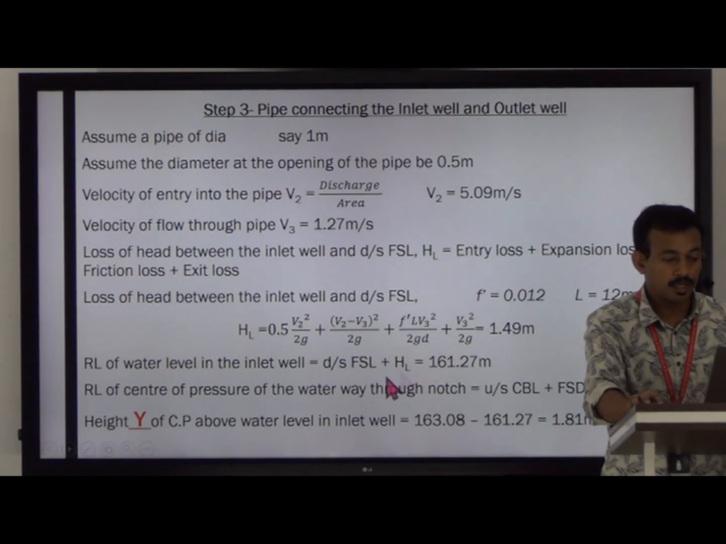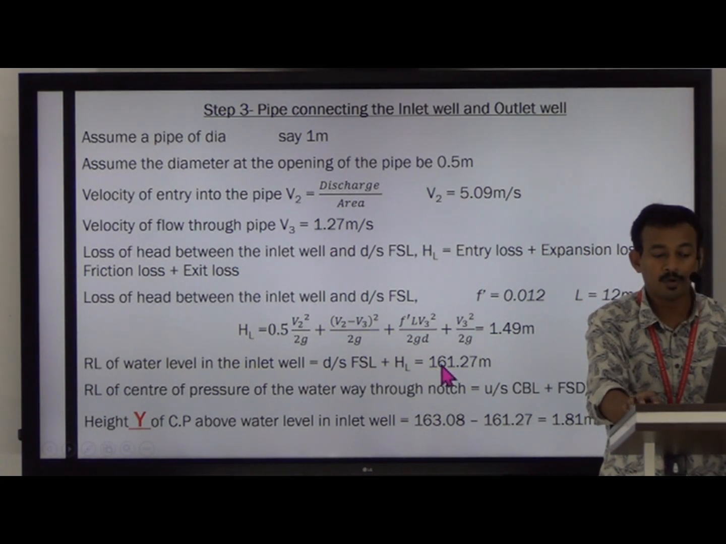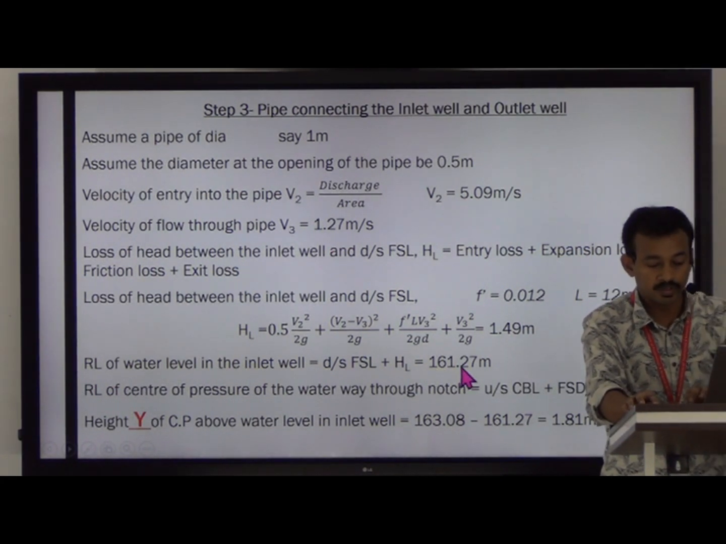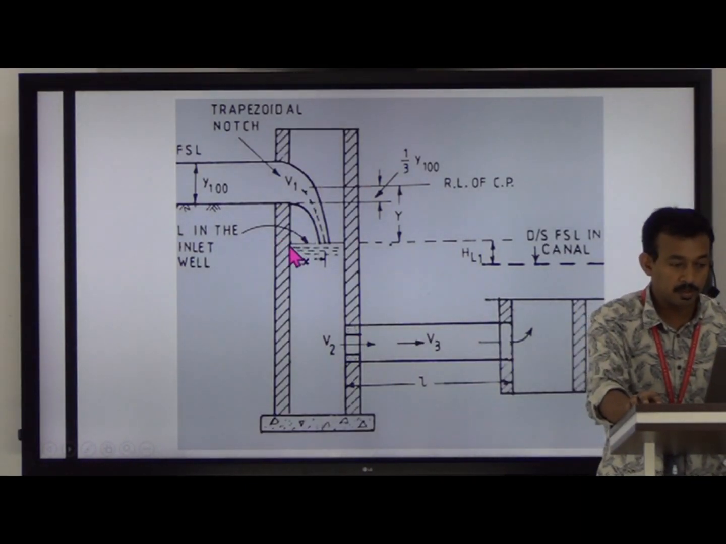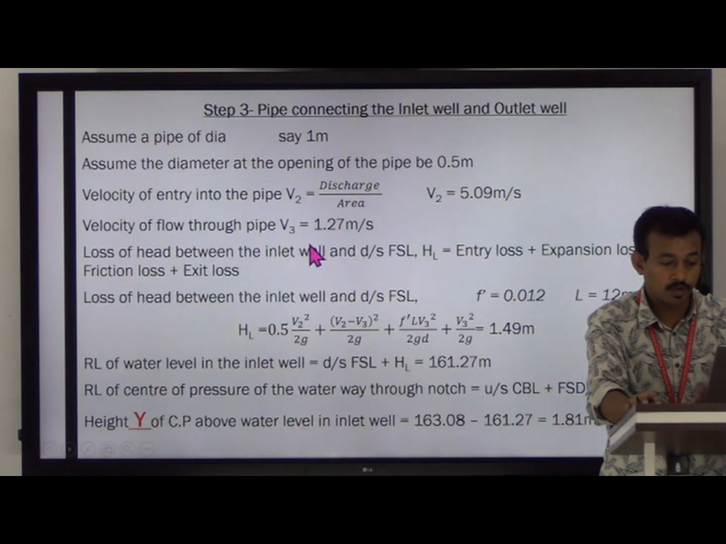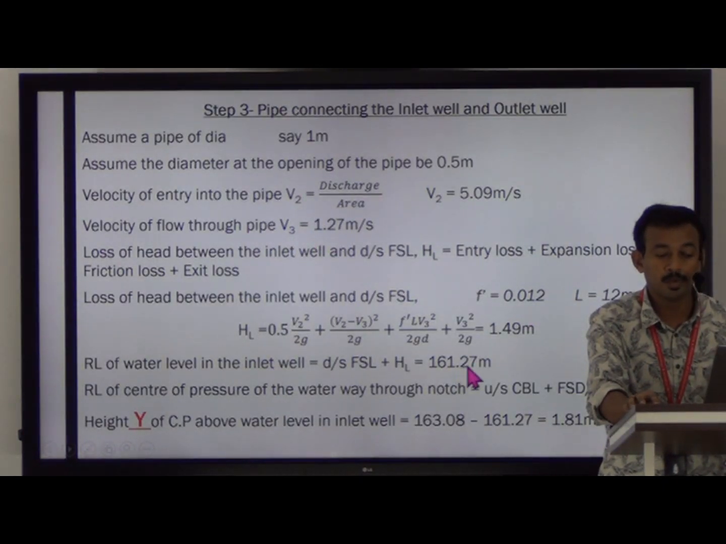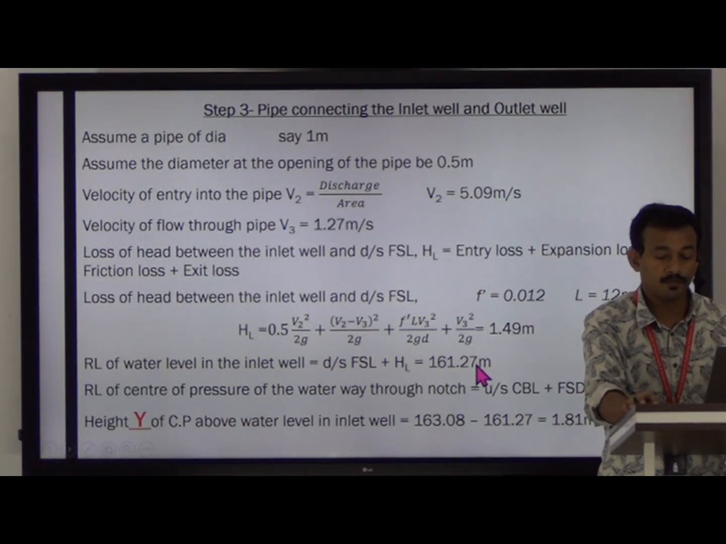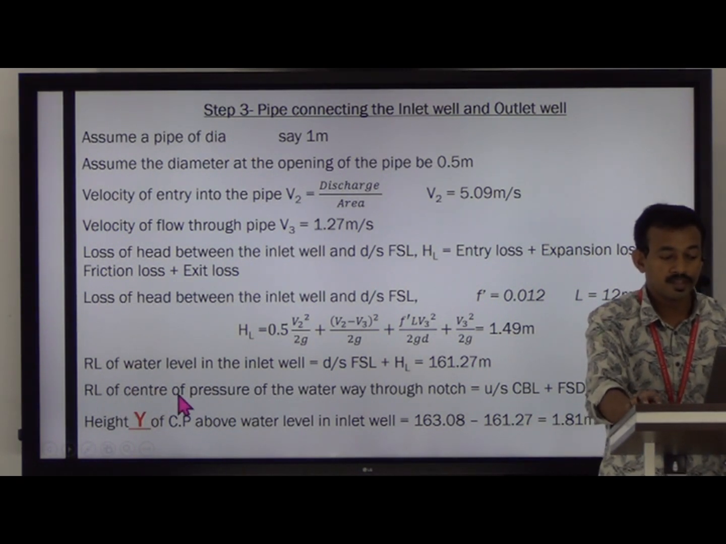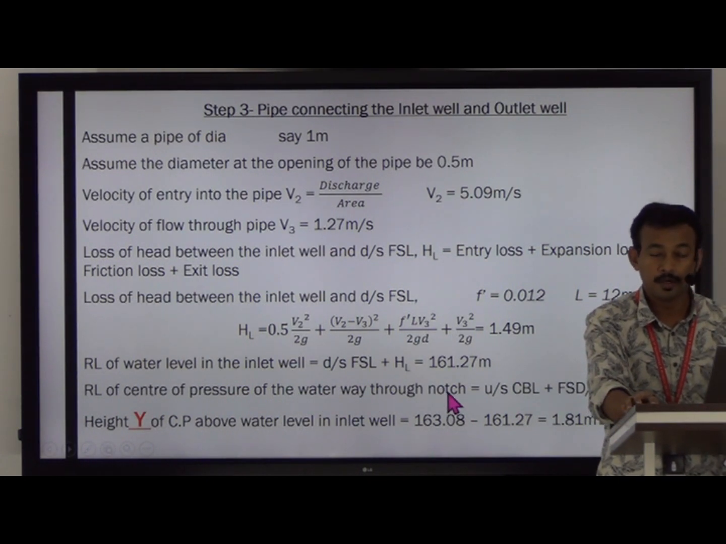Thus you will get the reduced level of water level in the inlet well equal to 161.27. That is, this is the reduced level of water level in the inlet well, that is 161.27. Next, very important, is the calculation of reduced level of center of pressure of waterway through the nose.